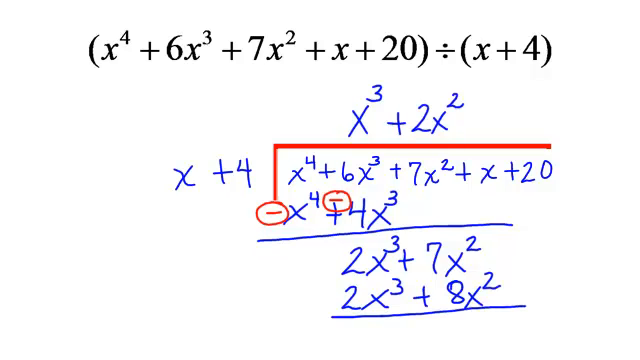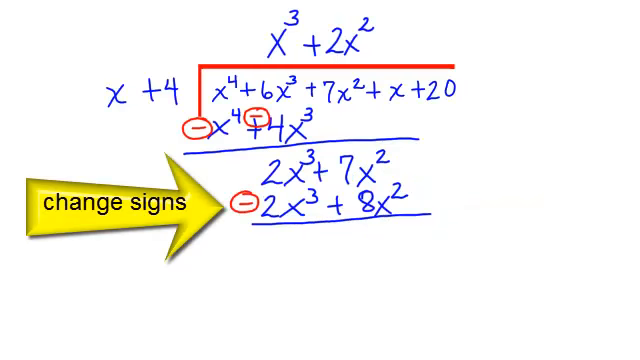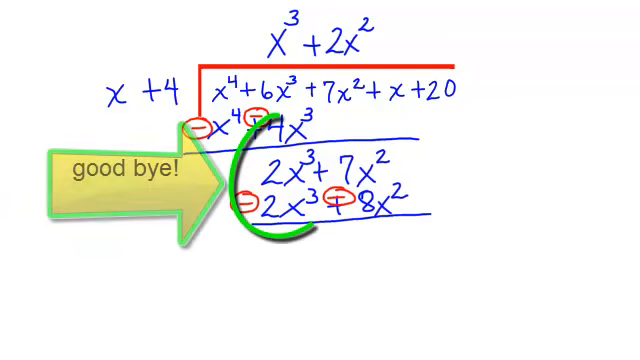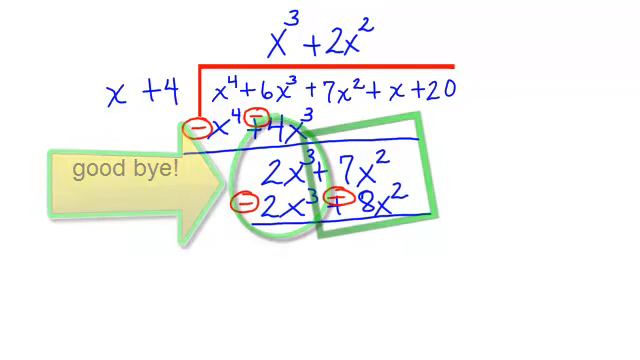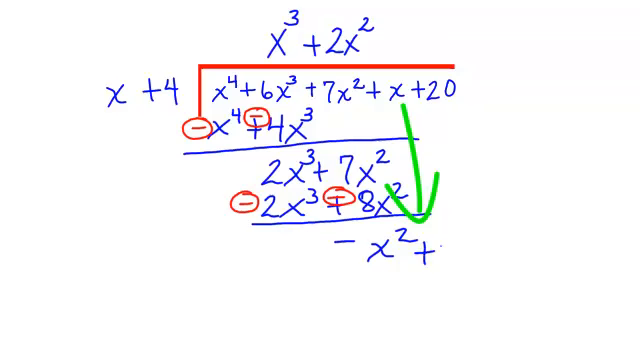Draw your line and subtract. Now we need to change our signs. I like to circle mine so I know which one I am looking at. 2x to the third minus 2x to the third. They're gone. We planned it that way. Positive 7x squared and a negative 8x squared is a negative x squared. And bring down your next term.